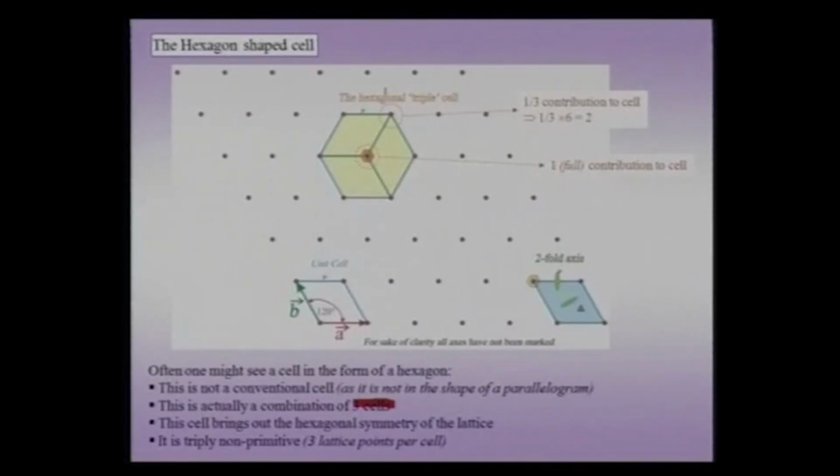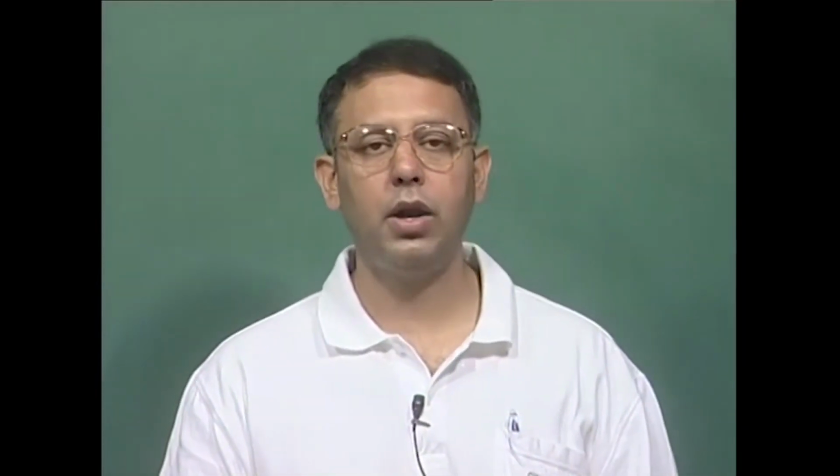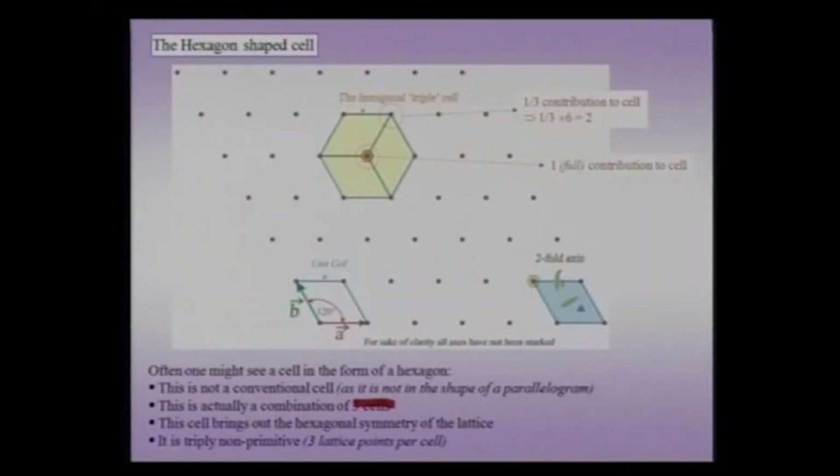Now this is not the conventional cell which we use, and the reason is very obvious. The conventional cell has to be a parallelogram in 2 dimensions, and in 3 dimensions, as we shall see, it is a parallelepiped. Since this hexagonal cell is not a parallelogram, this is not the typical unit cell we would use for the description of a hexagonal lattice, but the importance of this kind of cell comes into the picture when we want to understand the hexagonal symmetry. In other words, this cell has a hexagonal symmetry which the smaller primitive unit cell lacks.